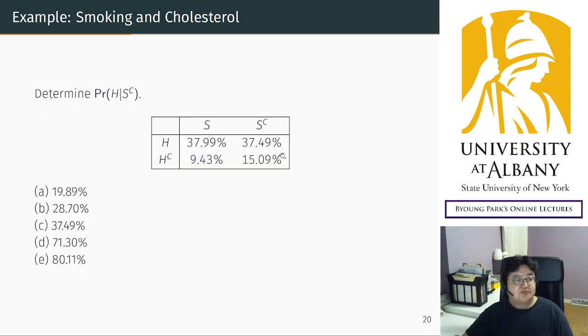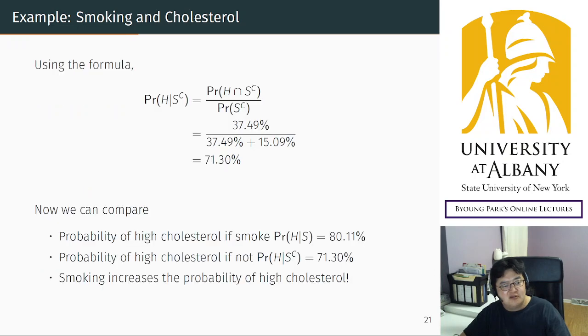And now, I want you to try this. Determine the probability of high cholesterol among those who have not smoked at all. Do it by hand. You may use a calculator. Please do it. I'll give you 3 seconds. Pause the video. 3, 2, 1.